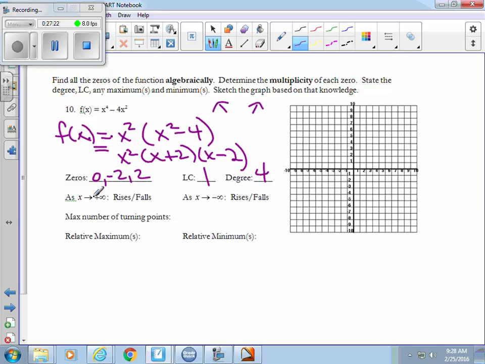So as x goes to infinity, the graph rises, and as x goes to negative infinity, the graph rises, or y goes to infinity, goes up. A lot of different ways we could say that. What is the maximum number of turning points? And then how will you find the relative maximum and relative minimum? Second trace, and you'll go. Do you see how this is very similar to last night's homework? Just one additional piece.